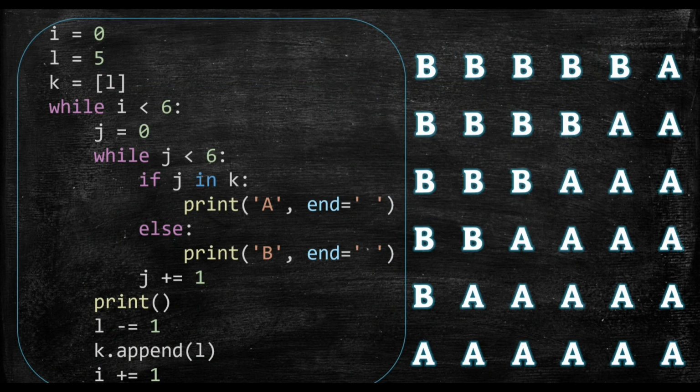In this video tutorial, we will see how to print alphabet square pattern. Let's move to Visual Studio Code and execute this pattern.